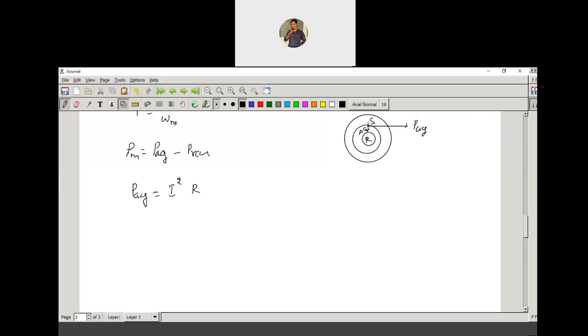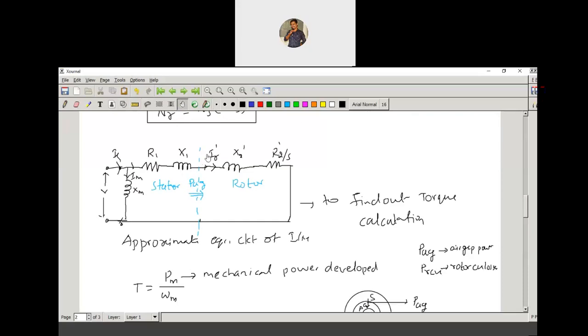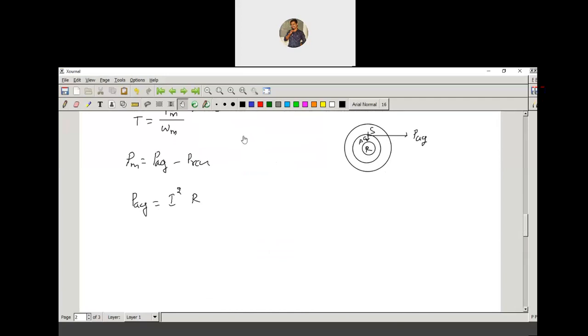Now if you observe this circuit diagram, what is the I value? The I value is the IR dash value. And what is the resistance value here? Resistance is R2 dash by S. So we can write PAG equals I square, IR prime square, and R2 dash by S.